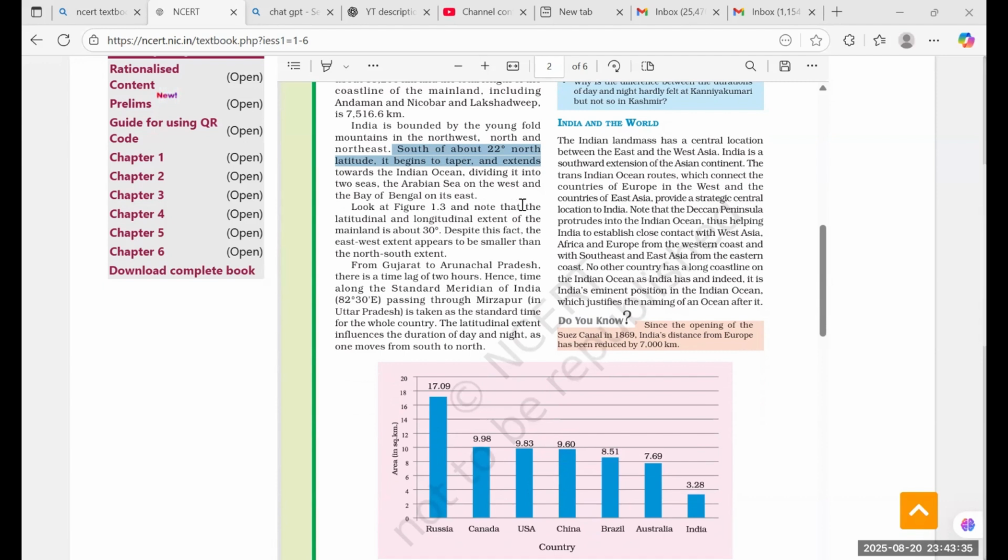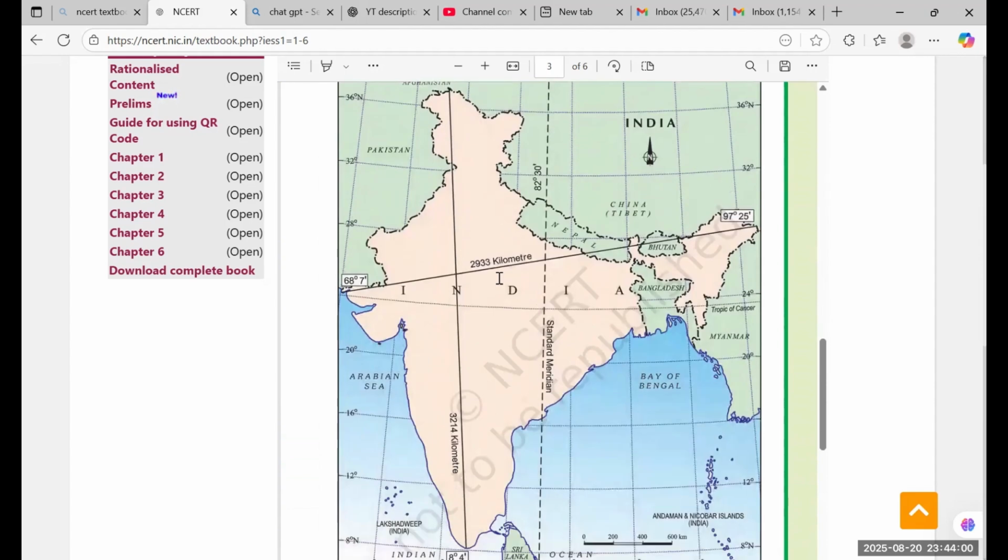See this, the first one. The latitudinal and longitudinal extent of the mainland is about 30 degrees. Despite this fact, the east-west extent appears to be smaller than the south and north extent. How is it possible? How does this happen? So to understand, let's open the map here.